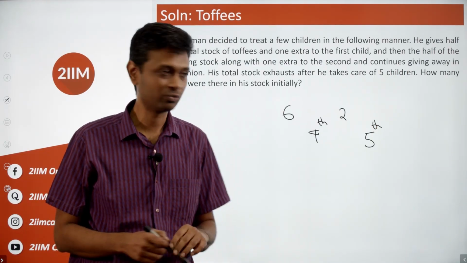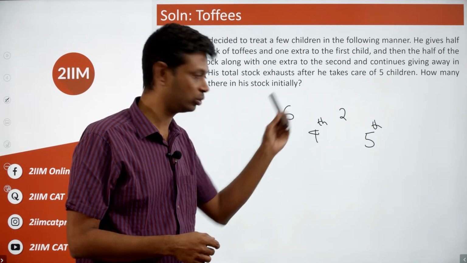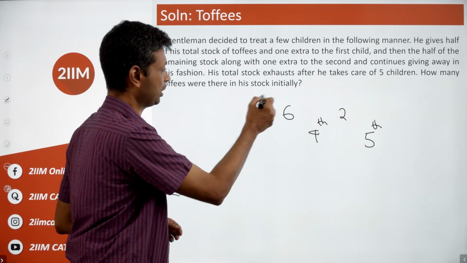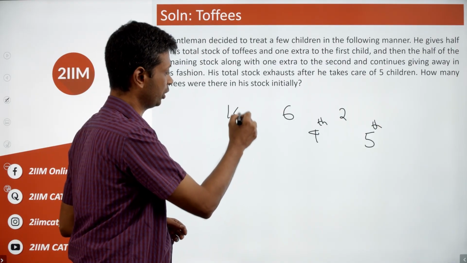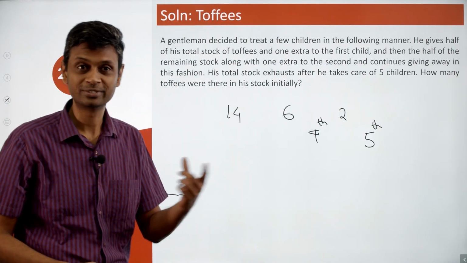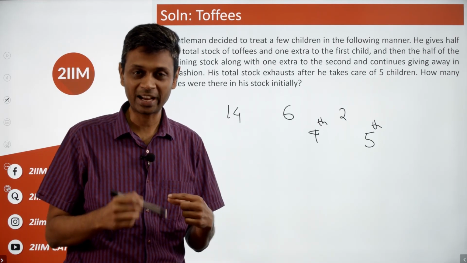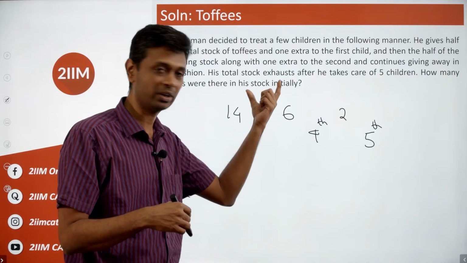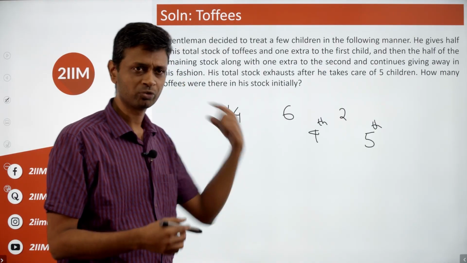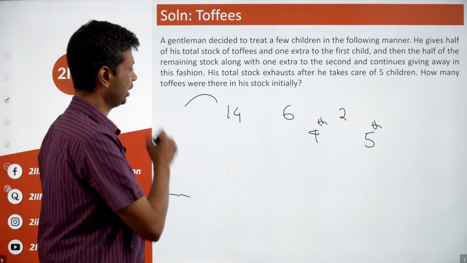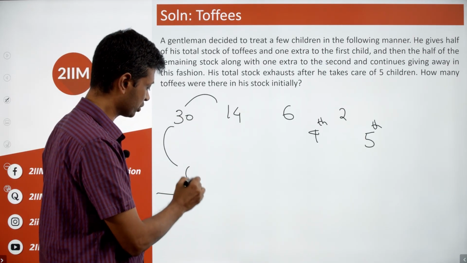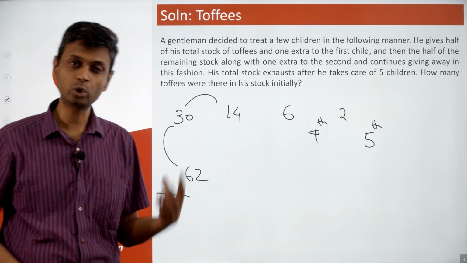Now we know the mechanism. 2 plus 1 into 2 is 6. Sorry, into 2: 6 plus 1, 7 into 2. Half of what he had plus 1, so we're doing it the other way around. To 6 add 1, 7 into 2 is 14. To 14 add 1 into 2 is 30. To 30 add 1 into 2 is 62. He has 62 to begin with.